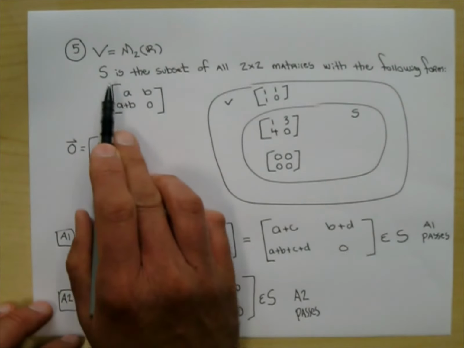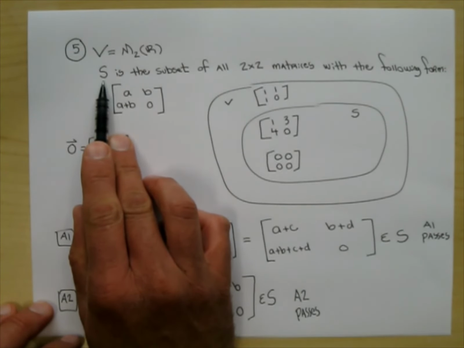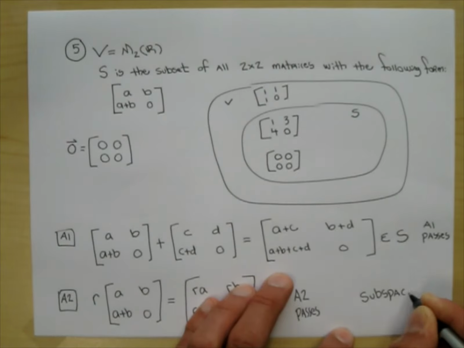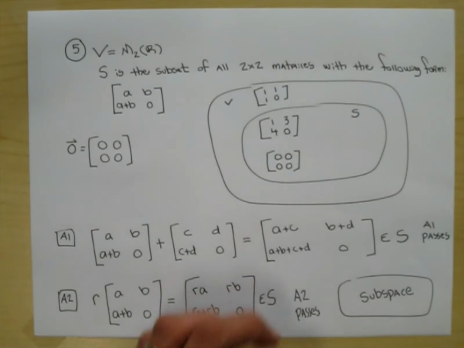So you can take any 2 elements of set S and add them together. They're never going to leave the party circle, and you can take any element of S and multiply it by any real number. It's never leaving that party circle. So that would mean that S is a subspace. So there it is.